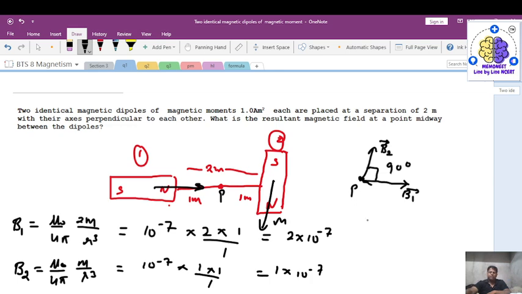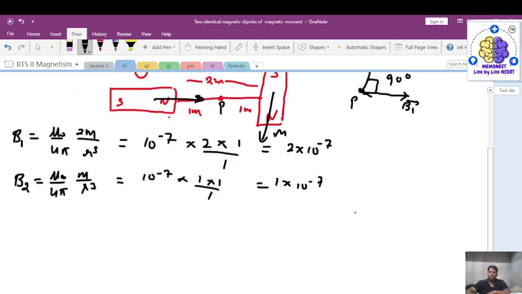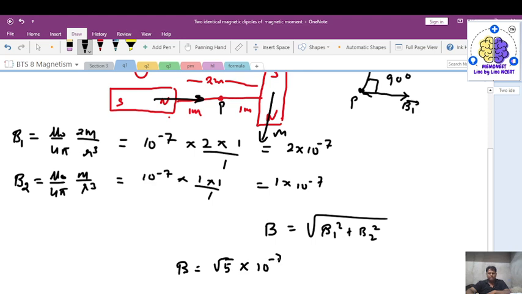So the resultant will be given as, using our concept of vector, we will say that B is equals to under root of B1 square plus B2 square. Putting the values, you will get B is equals to root 5 into 10 to the power of minus 7 Tesla, right? This will be the resultant magnetic field, magnitude of the resultant magnetic field.